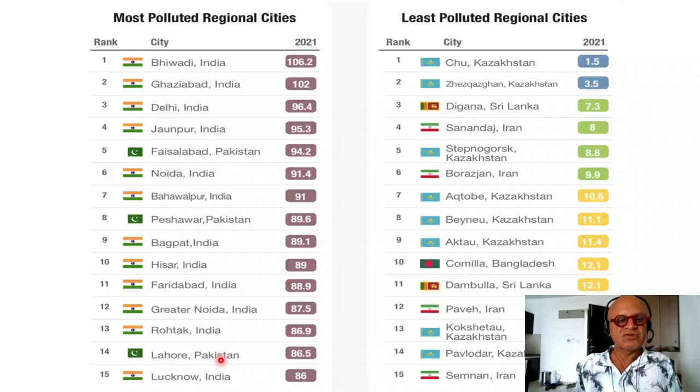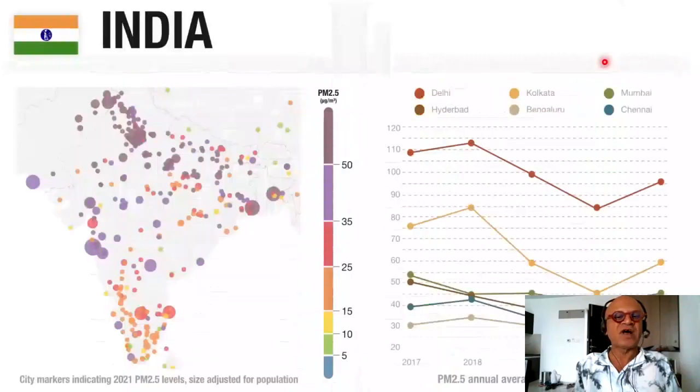2 cities, 3 cities, Bangladesh, Dhaka should have been here. But anyway, least polluted regional cities are in Kazakhstan, Sri Lanka, Iran, and so on and so forth. Okay, so I won't read all of those, but you can see that some of them have very good air qualities, below 5 micrograms per meter cube for PM2.5.